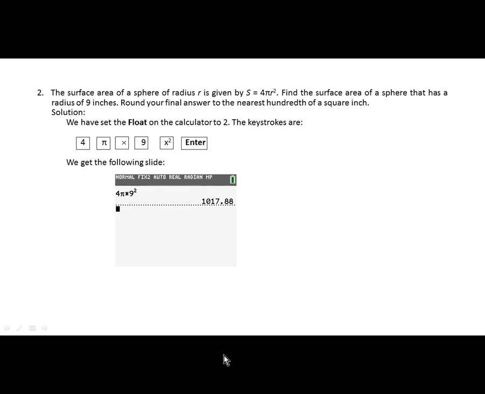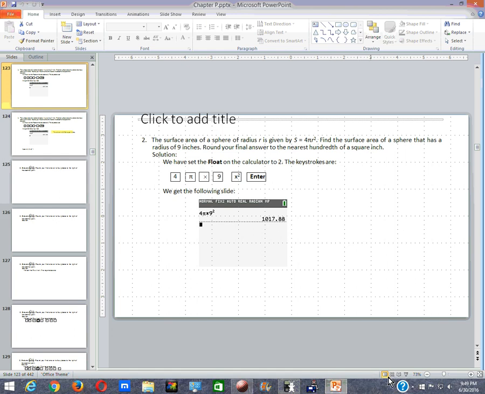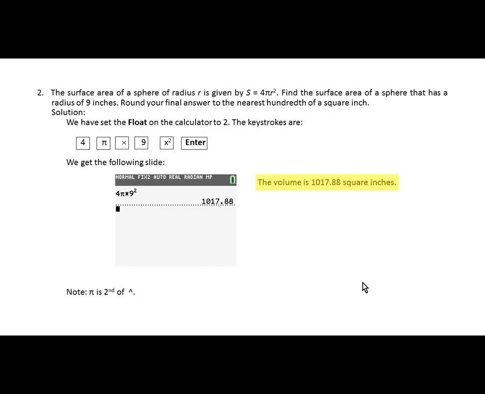So again, let me show you how I did it. Okay, 4 second pi times 9, and I press the x squared key this time. Notice if you're just doing x squared, it comes out of the exponent all by itself. 1017.88, and these are cubic inches, or excuse me, square inches. It's surface area, not volume. So again, my little note here, pi is the second of the caret key. And again, that should say surface area, not volume.